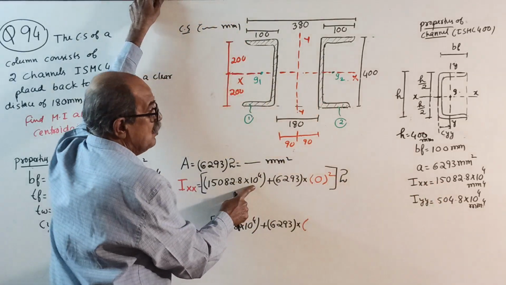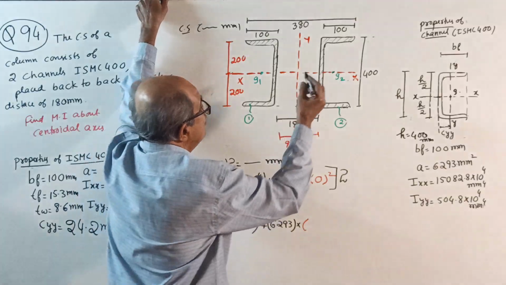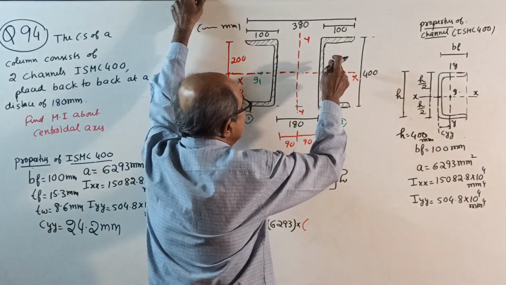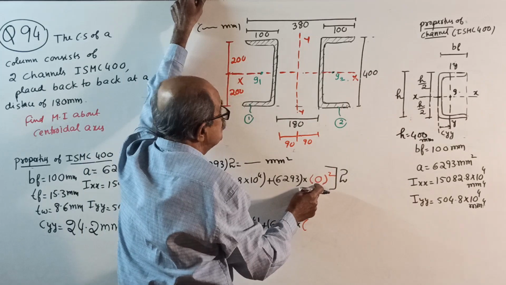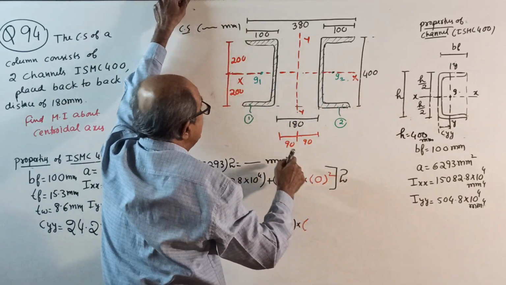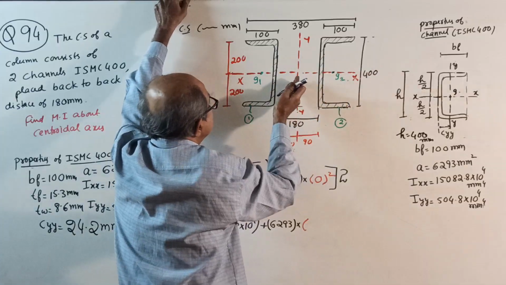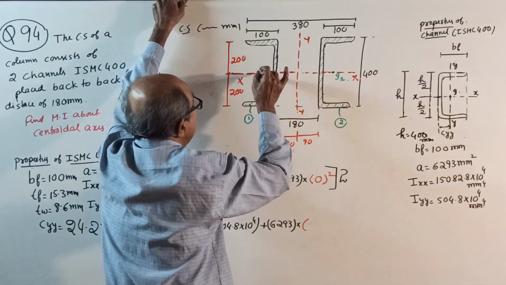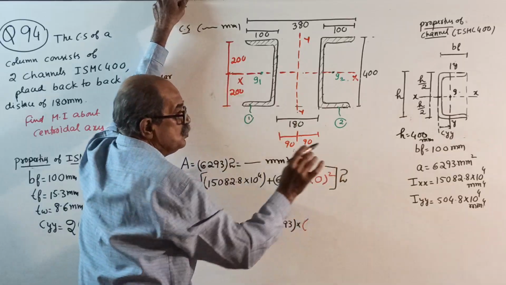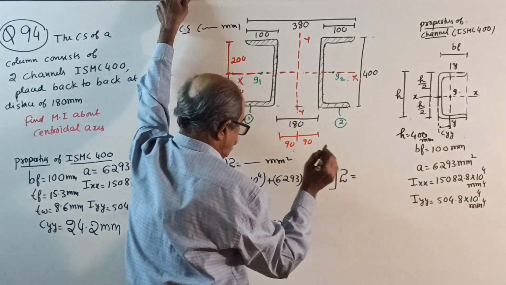15082.8 × 10^4 plus area into centroid G2 lies on the x-axis, so 0 squared. Then multiplied by 2. See how that is placed. Same again, Ig plus 0 squared into 2. Get the answer.